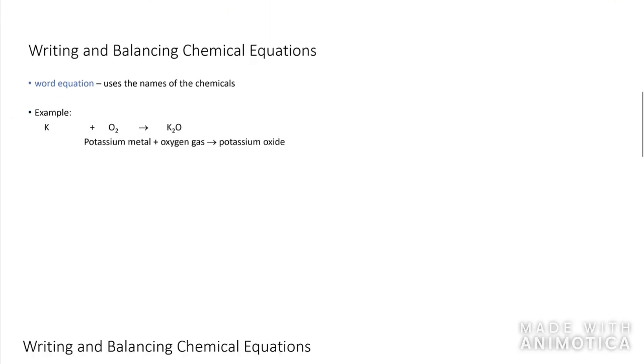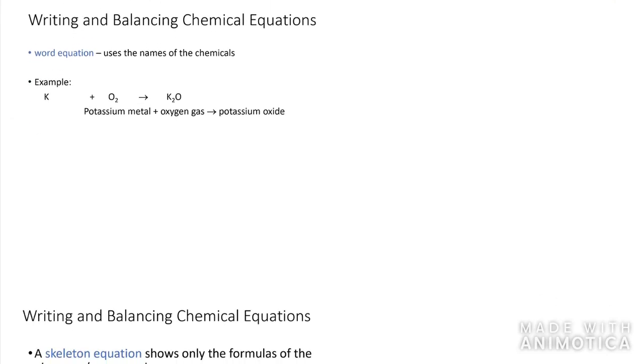Okay, so often you'll be given a word equation and you'll have to give me a balanced one. In this one, I give you both the skeleton equation, which is this one right here, which means that the formula is written down, but it's unbalanced. And I give you the word equation. So potassium metal, so just K, plus oxygen gas, which is O2, gives us potassium oxide.